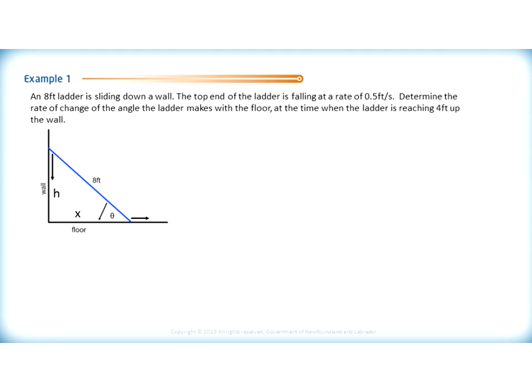So the 8-foot ladder is sliding down the wall. The top end of the ladder is falling at a rate of 0.5 feet per second. So let's write down the information that that gives us. That tells me that h is shrinking at this rate. So dh over dt is going to have to be negative 0.5. Okay, that's good.